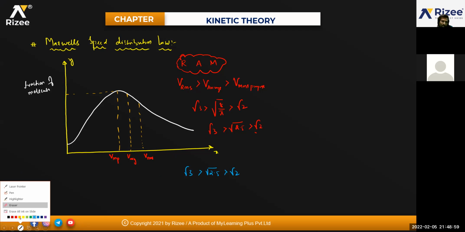The number of molecules will be more for the most probable velocity. So RMS velocity is greater than average velocity, which is greater than most probable velocity. Clear? I already told you mean free path formulation. You can try to remember that and work out the relations for this one. These were some of the important formulas you need to remember.